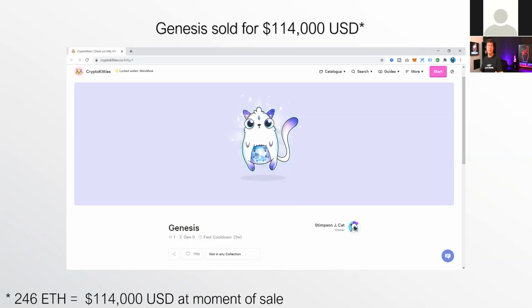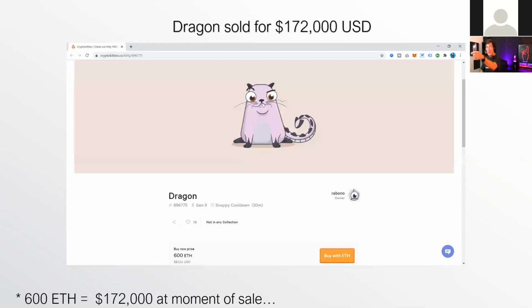Ether is a type of cryptocurrency. At the time of that sale, that cat was worth $114,000, which was 246 Ether. But that's not what it really cost. It was costing 246 Ether. This is Dragon. Dragon sold for $172,000 worth of Ether at the time. That was 600 Ether. So here's where the lesson is.